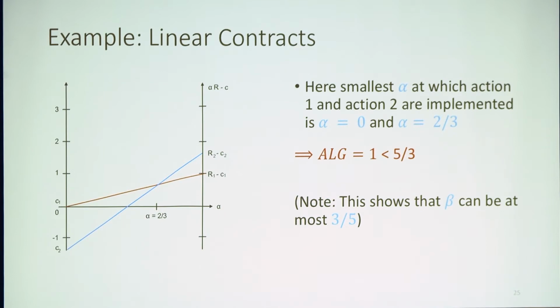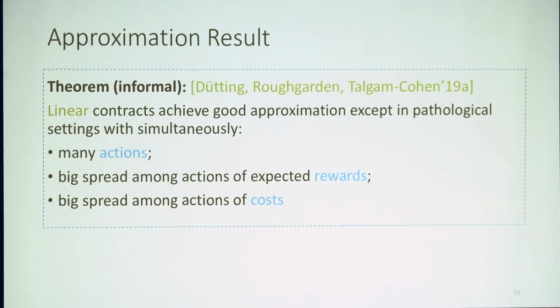Okay, question is, this is just one instance, how bad can it be? What we show informally in this upcoming EC paper is that linear contracts achieve good approximation, except in pathological settings where simultaneously the following happens. So we have many actions. We have a big spread among expected rewards of the actions, and also a big spread of action costs.